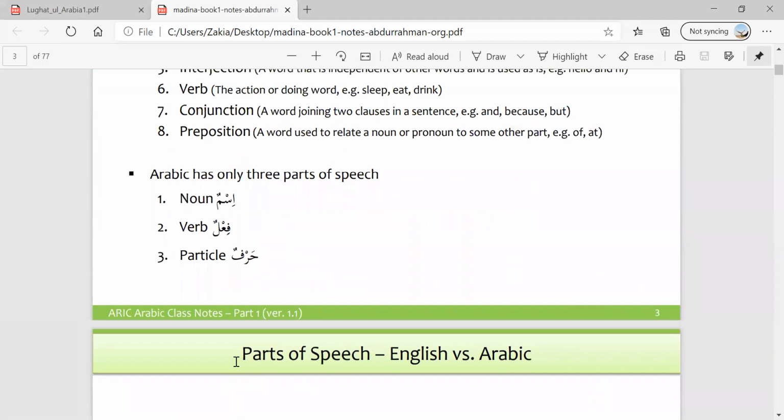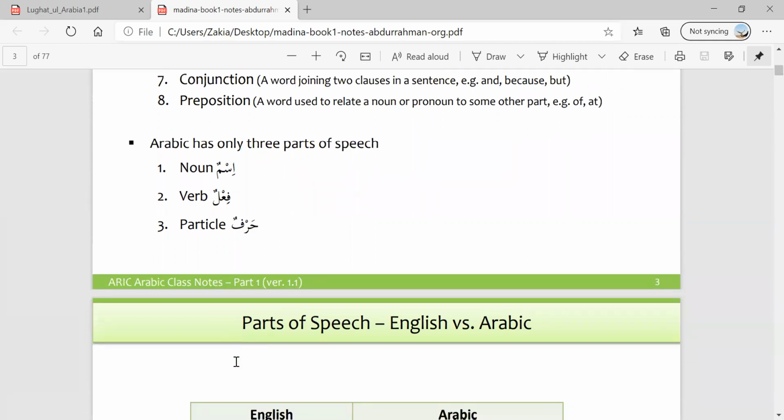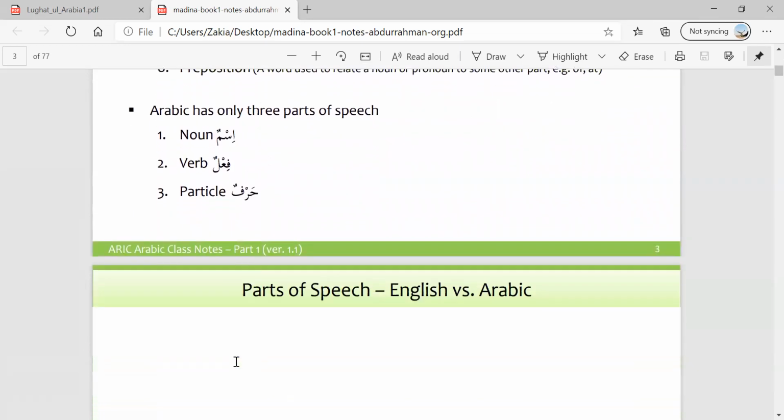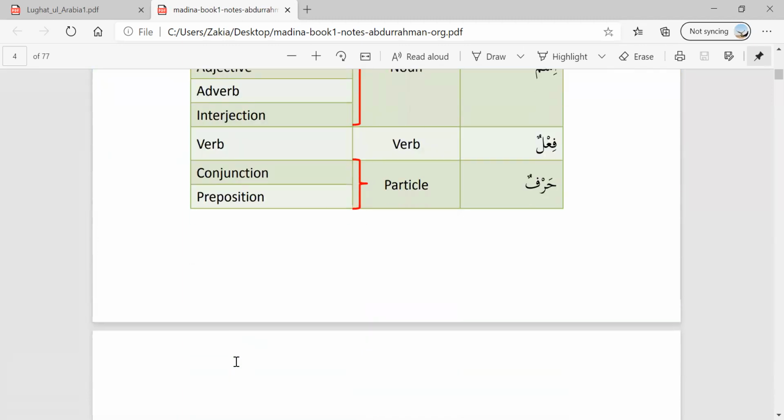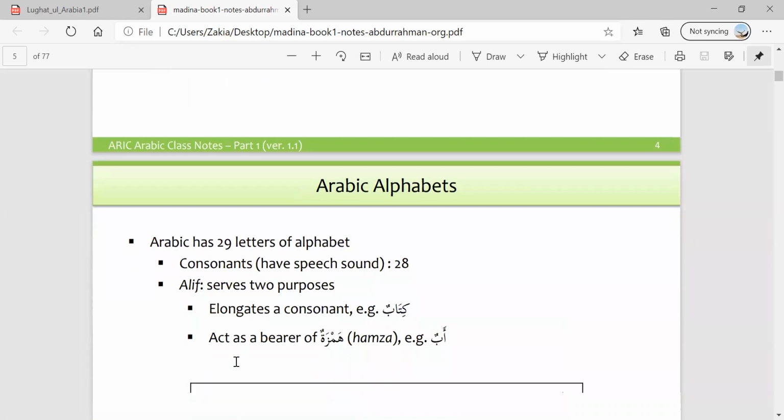A noun is basically a name of anything. So a name of a book, pens, name of things, objects, name of people, name of countries, cities. Just a name of an object, anything. Verbs are actions. So any action that you do, action verbs. So eating, drinking, sleeping, and traveling. Particle is the harf. So it's like a preposition. It's like of, at, so anything that you use like that, like a preposition or comes under the preposition or a particle. Obviously we've been through ism, fi'lun, and harfun. Inshallah, I've just gone through them in Arabic with you.